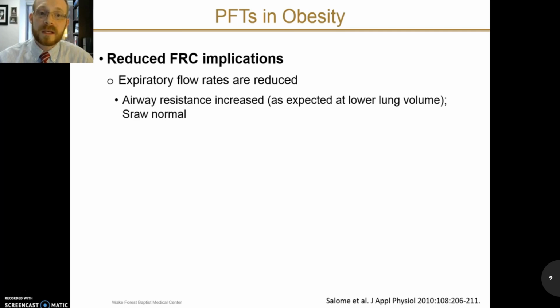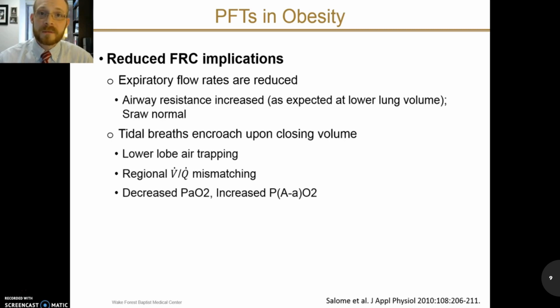One is that the expiratory flow rates are reduced. Another way to say this and see this is that airway resistance is increased. We expect this. In fact, this is normal at lower lung volumes because the cross-sectional area of the airways is smaller. There's less tethering by surrounding lung tissue. However, the specific resistance of the airways is normal, suggesting that the airways themselves are not the problem.